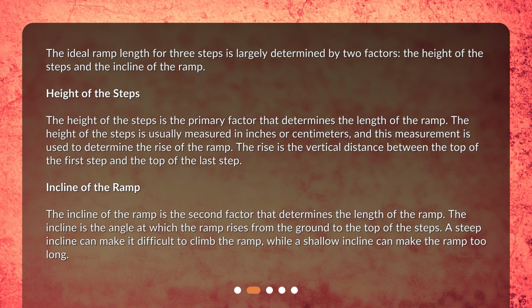Incline of the ramp. The incline of the ramp is the second factor that determines the length of the ramp. The incline is the angle at which the ramp rises from the ground to the top of the steps. A steep incline can make it difficult to climb the ramp, while a shallow incline can make the ramp too long.